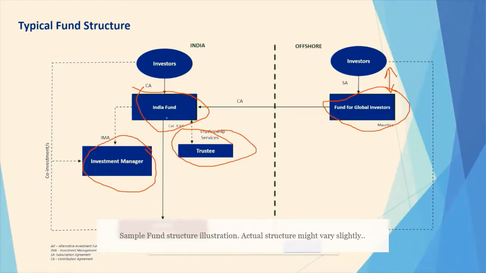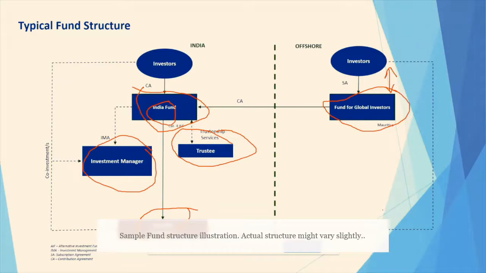And then this India fund will invest into the investee companies. So this is where the investments happen. Where people generally get it wrong is they tend to believe that the investment manager or the investment management entity is investing in the investee companies. No, that's not correct. All the funds remain at the fund level, and it's being invested into the investee companies.